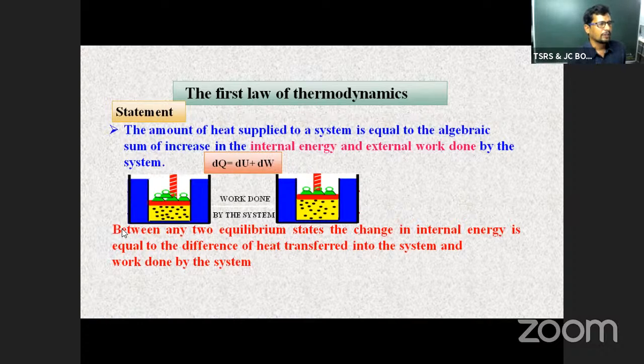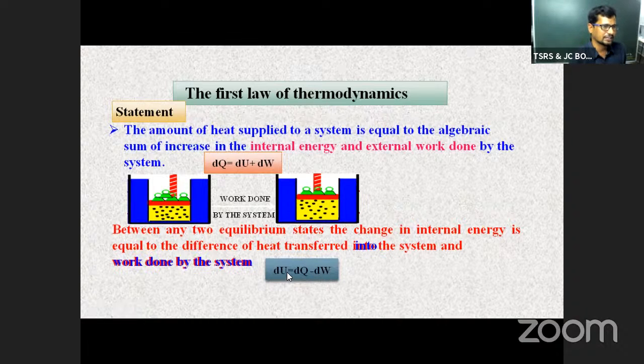So between any two equilibrium states, the change in internal energy, dU, is equal to the difference of the heat transferred into the system and work done, which means dQ minus dW. So dU is equal to dQ minus dW. Here dU indicates change in internal energy, dQ is the supplied heat, and dW is the external work done.